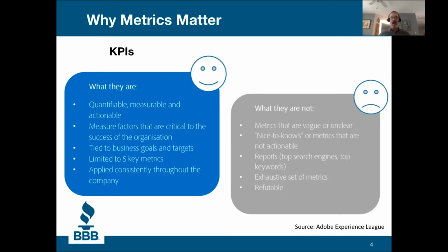And then what are they not? Metrics that are vague or unclear. Nice to know metrics that are not actionable. It's like, yeah, our traffic's up 40%. Well, if that's not tied to a direct KPI, then what does that really mean? And also, what is the action you take off of it?